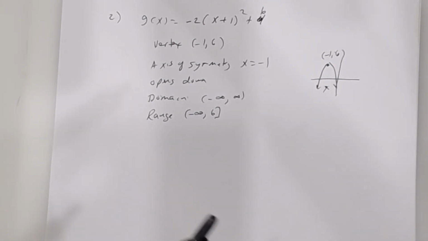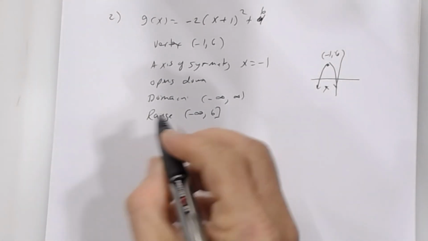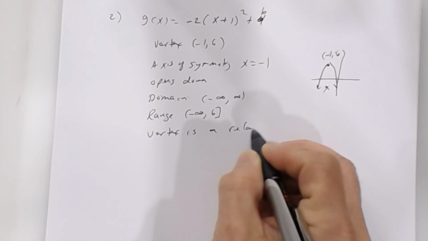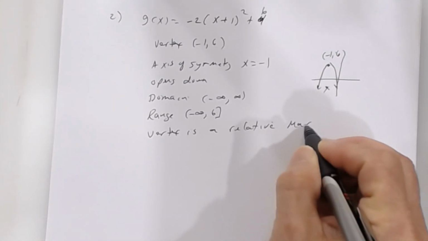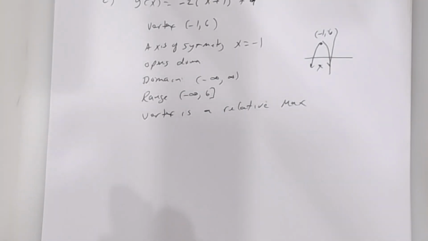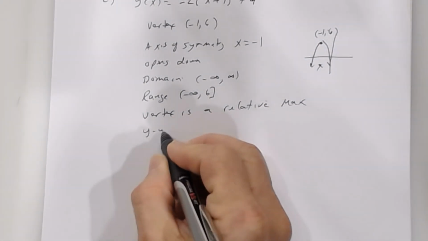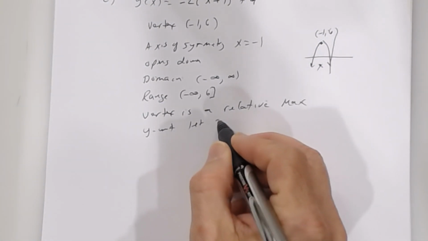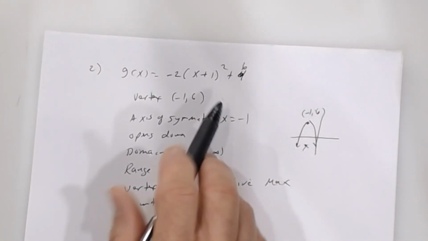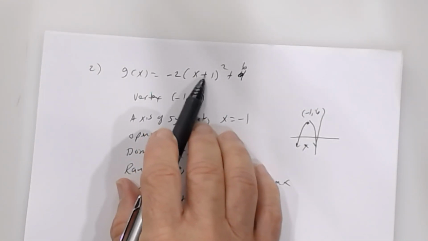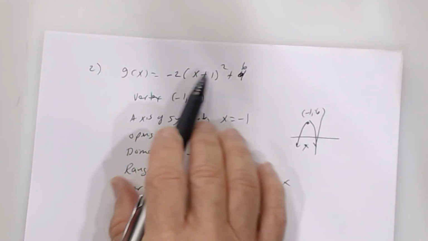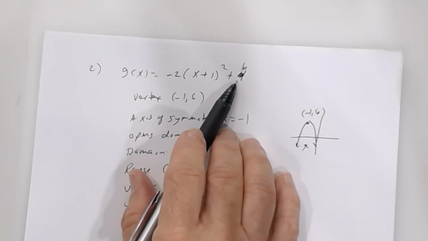And we know that the vertex is a max or min. Max. Okay. They all have y-intercepts. To determine the y-intercept, you let x equal 0. All right, so let's go do that. If x is 0, what's 0 plus 1? 1. What's 1 squared? 1. What's 1 times negative 2? Negative 2. What's negative 2 plus 6? Positive 4.